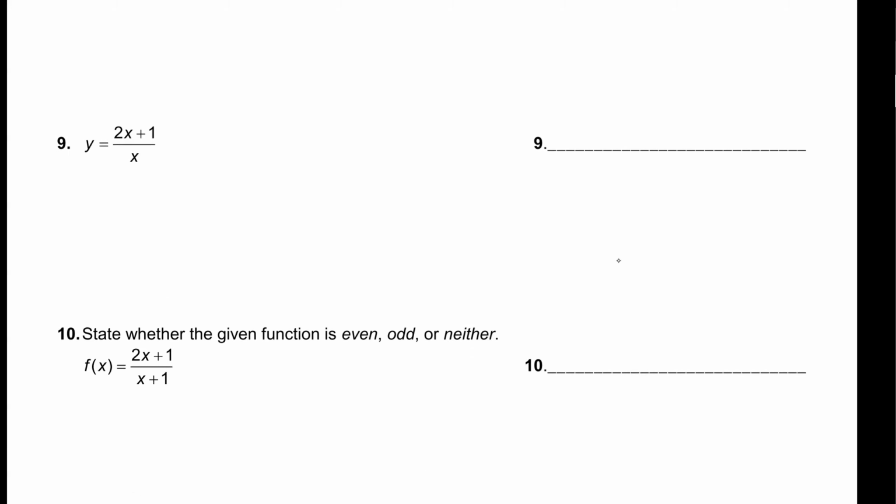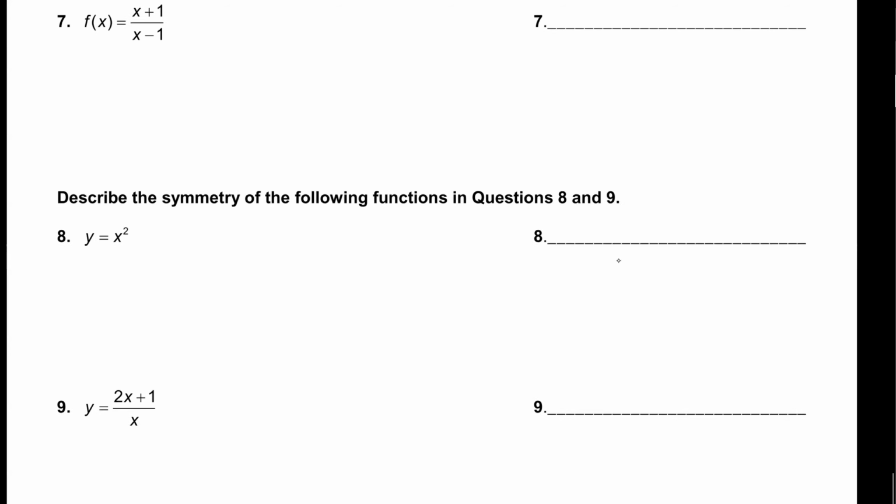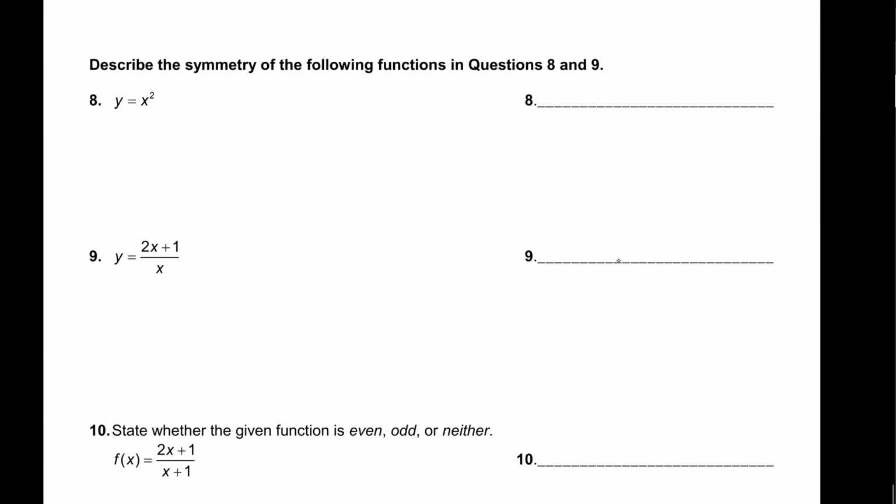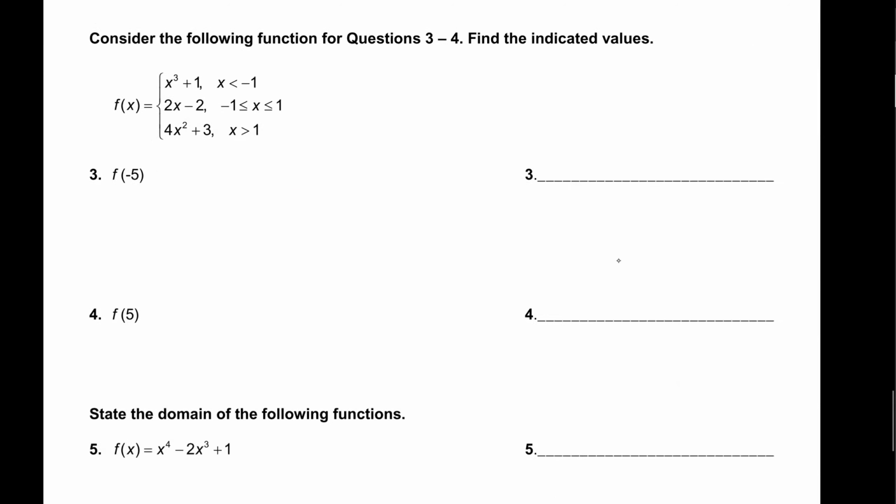Literally it's just going to be a page front and back. Shouldn't be too bad. So even, odd, or neither. All you have to do is plug in negative x. If you get the same thing you started with, it's even. If everything is the exact opposite sign, what was positive is now negative, what's negative now positive, it's odd. If it's not either of those two choices, it's neither. Domain, so symmetry, describe the symmetry. Is it x-axis, y-axis, both? For these ones, you can literally draw a little graph to help you show work. Domain, did we have any big questions?